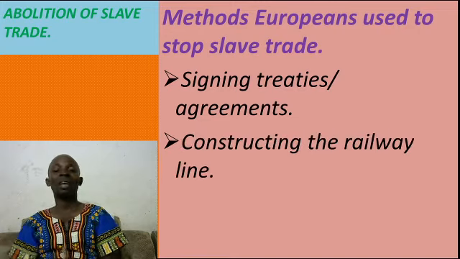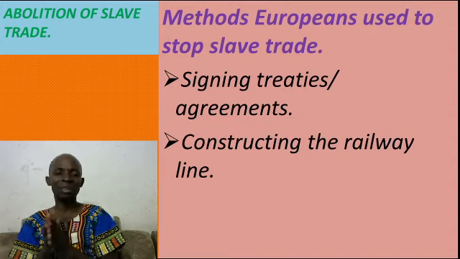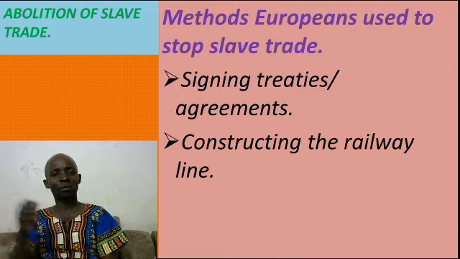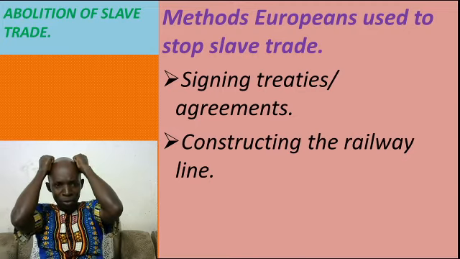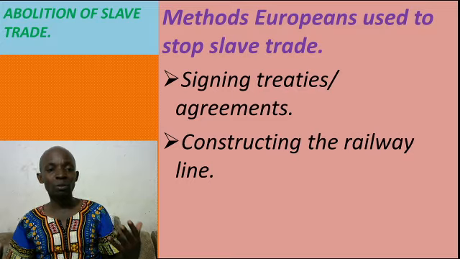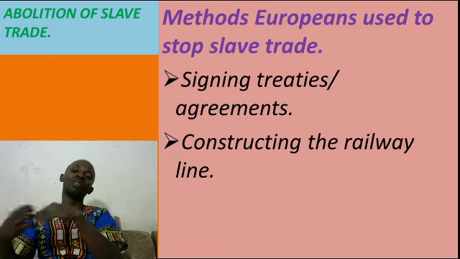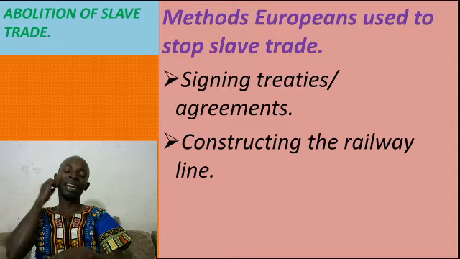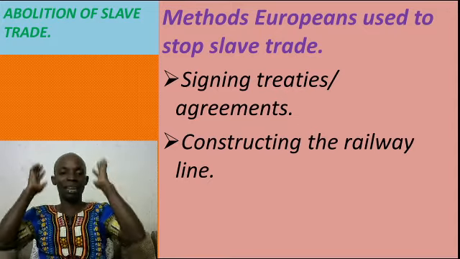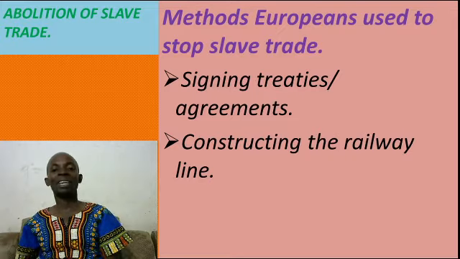But still, some of them would refuse. Another method was constructing the railway line. The British decided to say, why are some people taken as slaves to carry heavy goods? Why can't we bring the trains so that the trains can carry the goods instead of human beings? They had to bring railway, or trains, to carry heavy goods. So constructing the Kenya-Uganda Railway.